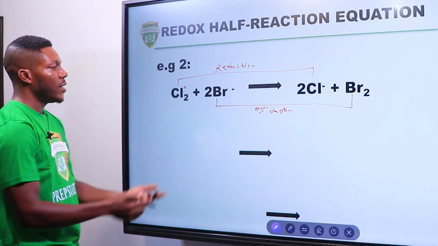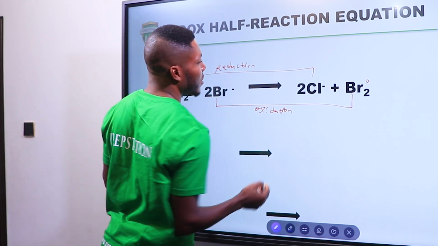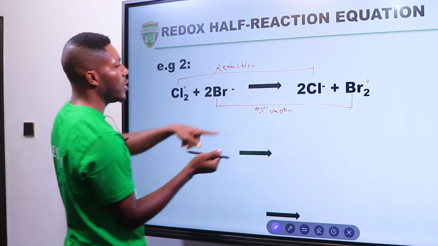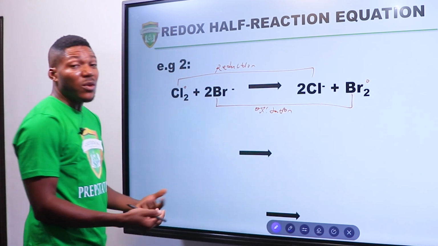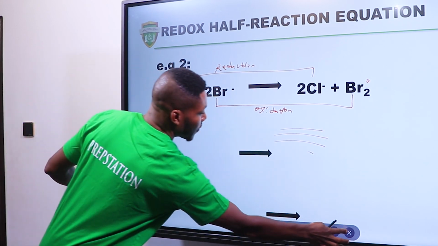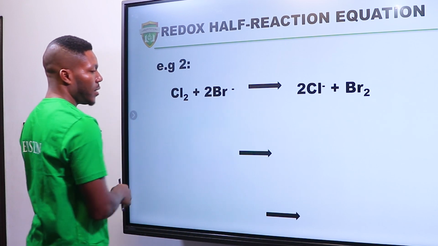Now, how do we balance this? Bromine has 0 charge at this point. It's a neutral element. As you can see, from -1 to 0 is losing electrons, so it's an oxidation process. So how do we balance this? We balance this in this manner.